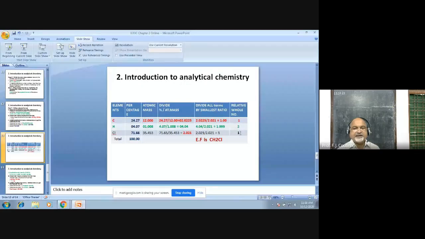So now, what is the empirical formula? Go to the first column, that is the elements column, and go to the last column, that is the relative whole number. So what is the element? Carbon. How many carbons are there? 1. So I write this empirical formula as C only. We don't write C1. We write only C, that is carbon. Then you go to the next, hydrogen. How many hydrogens? Last column, 2. That's why I got H2. And chlorine. How many? Chlorine 1. So I write only Cl. So my empirical formula is CH2Cl. Now what is my next step?